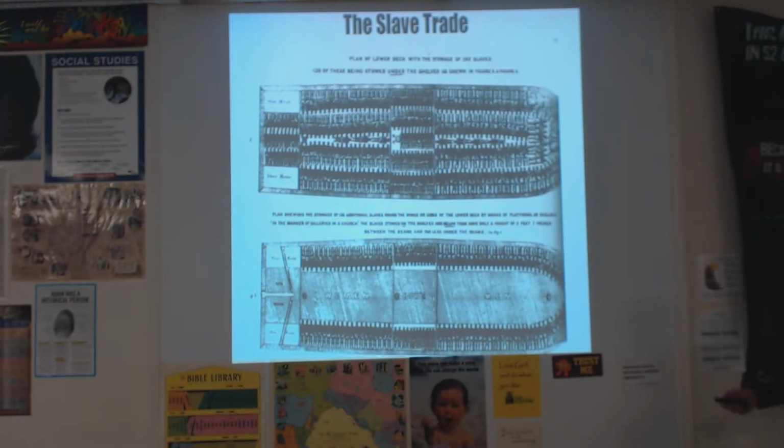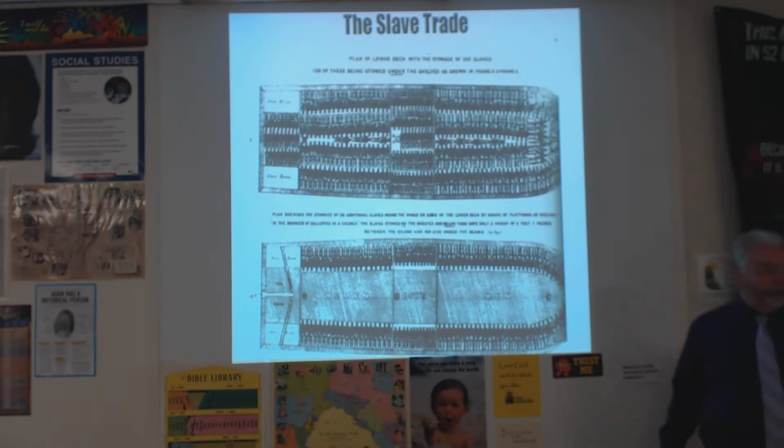You can see, maybe easier to see here, these are the heads, individual people, side by side, all the way around. Men would be over on this side, boys in the middle, and women on this side. And then there would be another layer of people, even individual spaces like that, just beside one another.